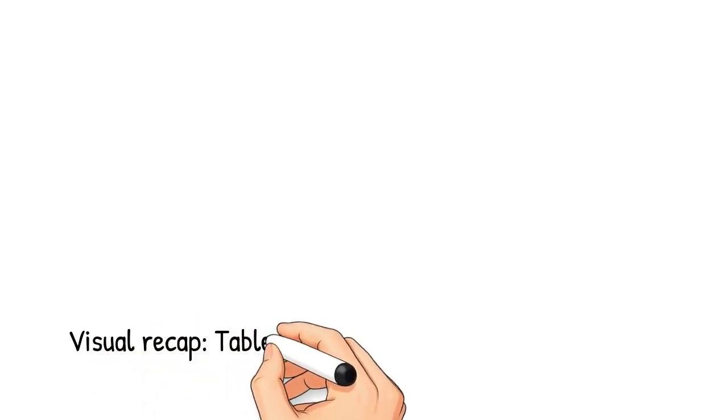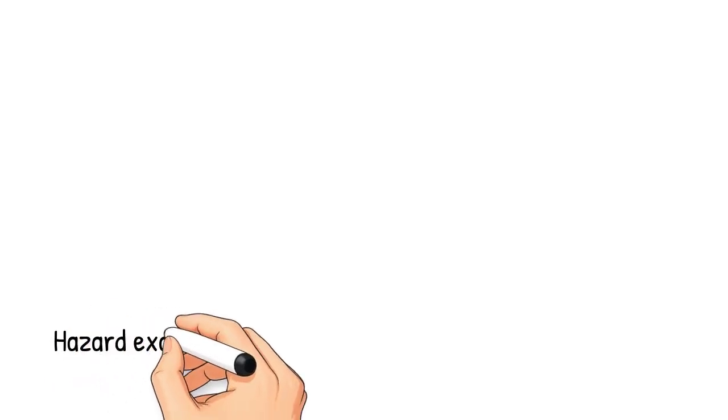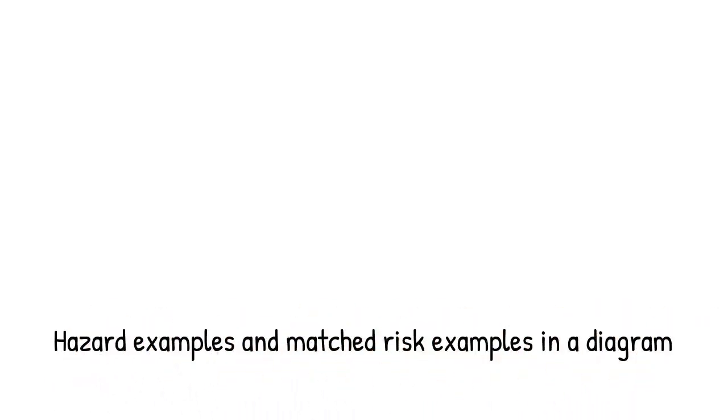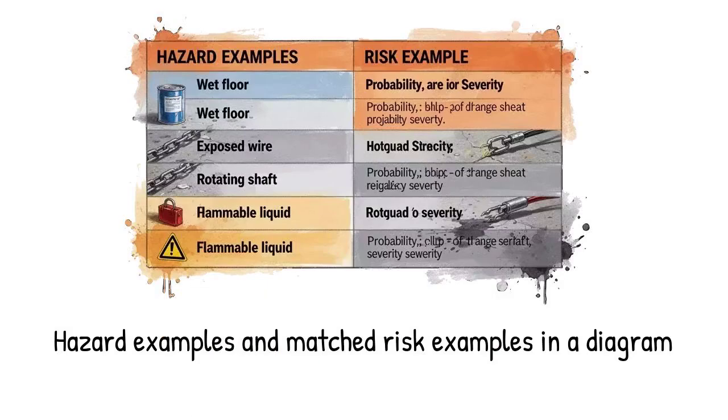Part 7. Visual recap of the concept, diagram-style recap. Let's do a quick visual recap. Column 1. Hazard. Label. Source of harm. Examples. Wet floor. Exposed wire. Rotating shaft. Flammable liquid. Column 2. Risk. Label. Probability plus severity.